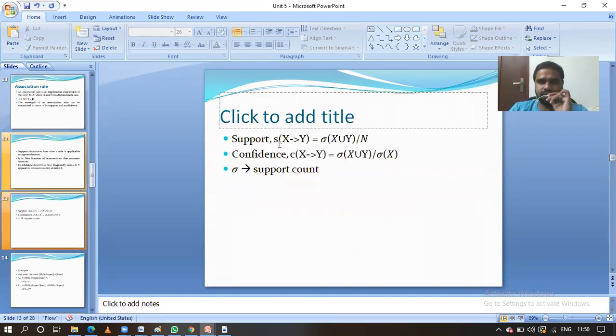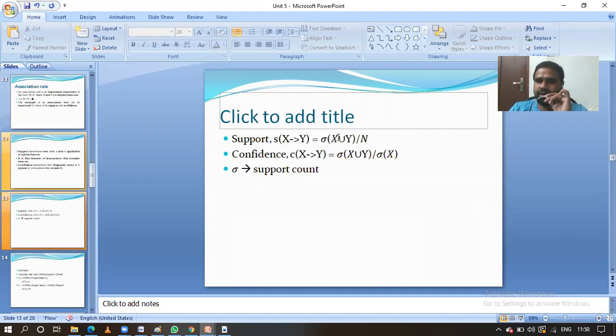So these are the formulas for support and confidence, guys. Support of X to Y, this is the association rule, guys. For that, I am going to calculate the support, which can be calculated with the help of the support count of X union Y.